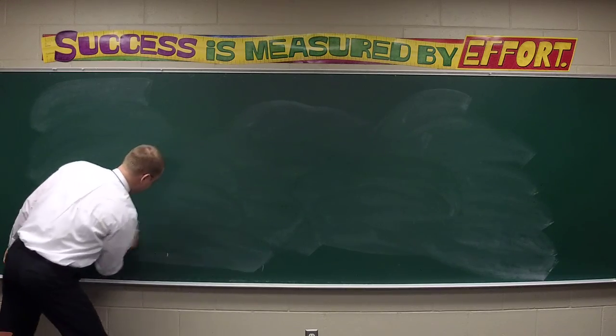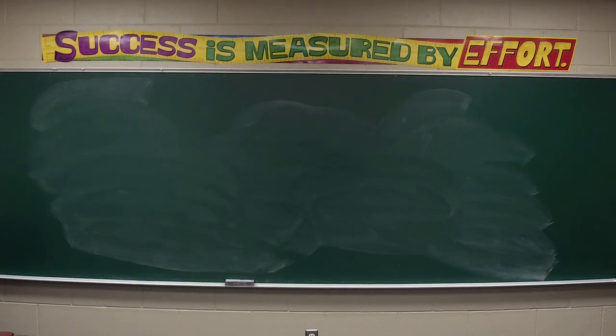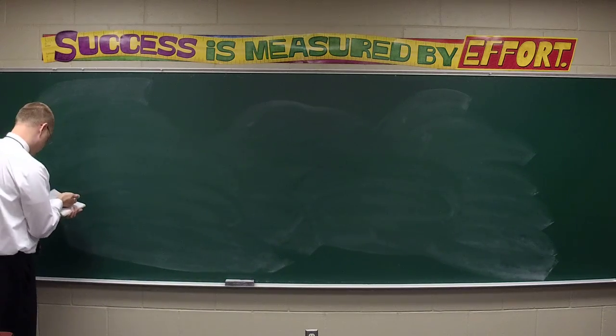So, Ethan, what do we do? Number 7? Number 27. Oh, I thought I heard 7. Sorry.